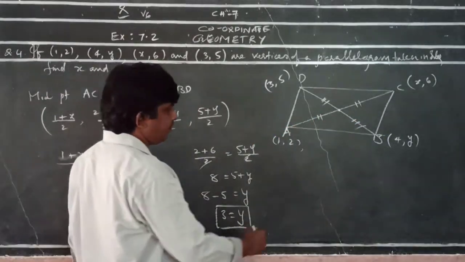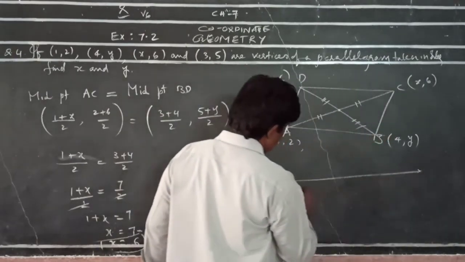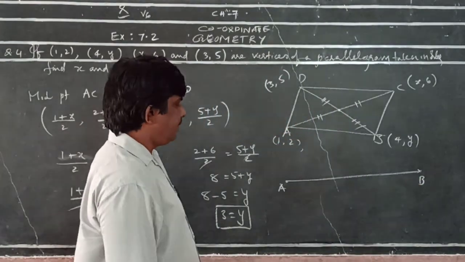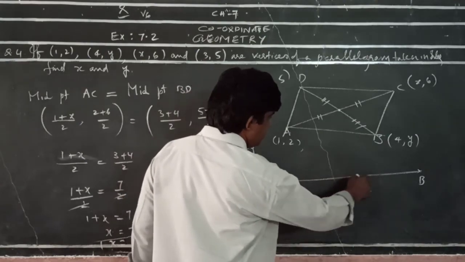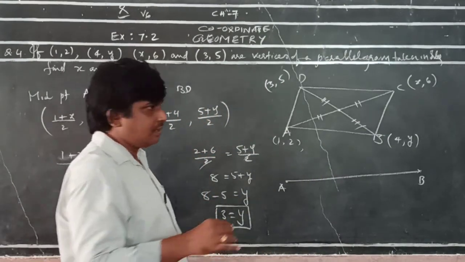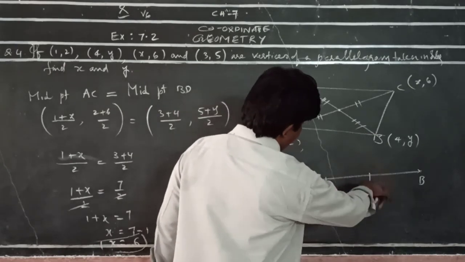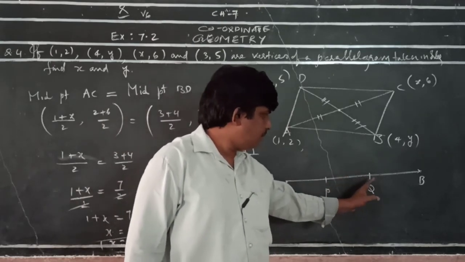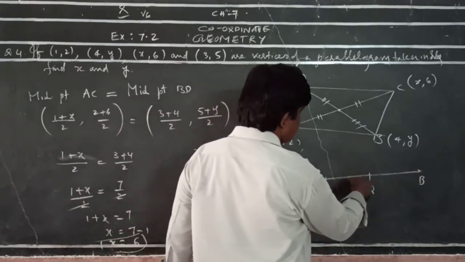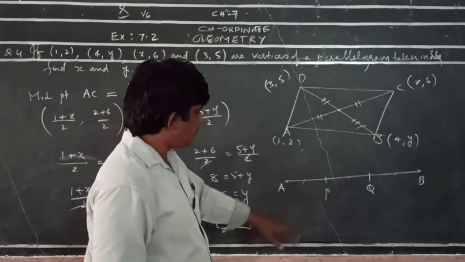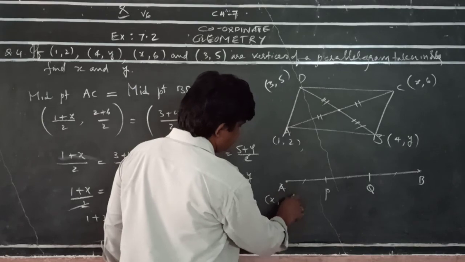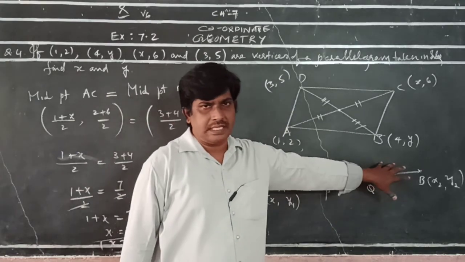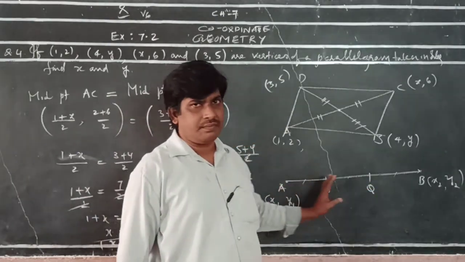In some cases, they ask for the trisection points of line segment AB. What is the meaning of trisection points of AB? It means we divide line segment AB into 3 equal parts by taking 2 more points. Suppose P and Q are the 2 points, then AP is equal to PQ is equal to QB. Suppose the endpoints are given as (x1, y1) and (x2, y2). P and Q are the trisection points of the line segment AB.